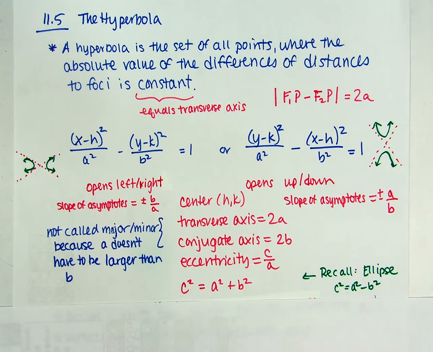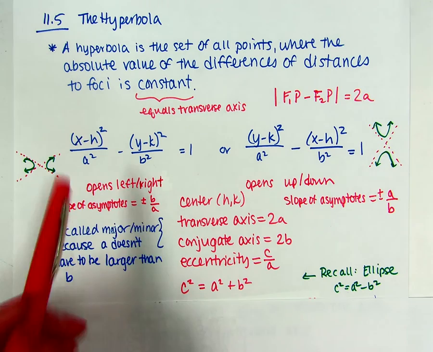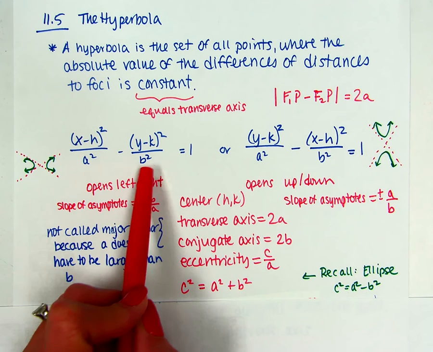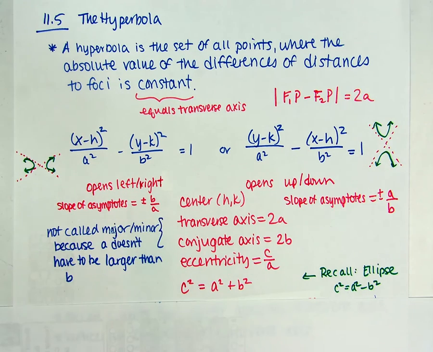It's like an ellipse, but there's no major and minor because this number doesn't necessarily have to be larger than this number. So they don't call it major and minor. The eccentricity, that's still the same. It's c over a. c is going to be how far away your foci are from the center.